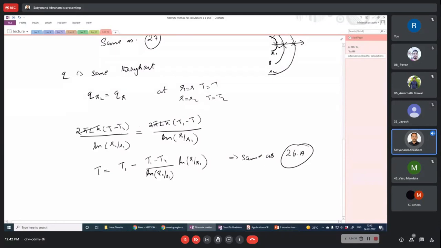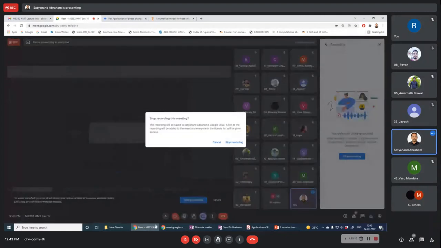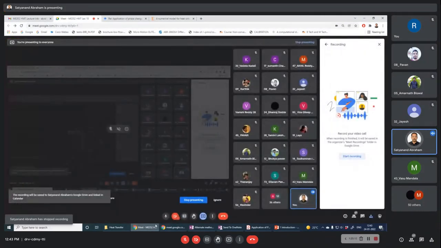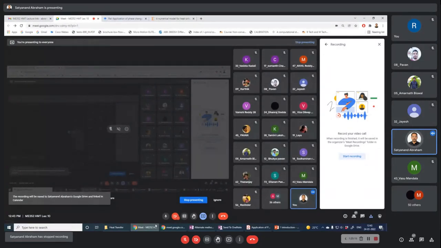Yeah, so we can stop our class here today. Tomorrow we will see the cylindrical system with heat generation. Then we will start with the spherical system, which we will not discuss very much. The same procedures can be followed. Whatever we discussed, either use the alternate method or the basic derivation method, and you can do the calculations for the spherical system. So that's what we will see tomorrow: the cylindrical system with heat generation and the spherical system.